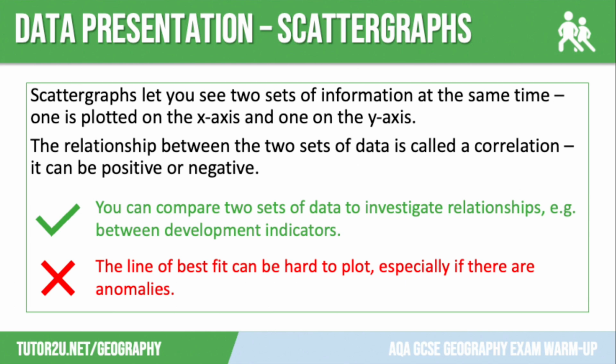So the positive aspect of them is that you can compare two sets of data to investigate a relationship. So for example, between development indicators in paper 2. But the difficulty of them is that you do plot a line of best fit, and this can be quite tricky to plot, especially if there are anomalies. There is also some confusion because in geography we expect that line of best fit to be a straight line, whereas in science it's often a curved line.